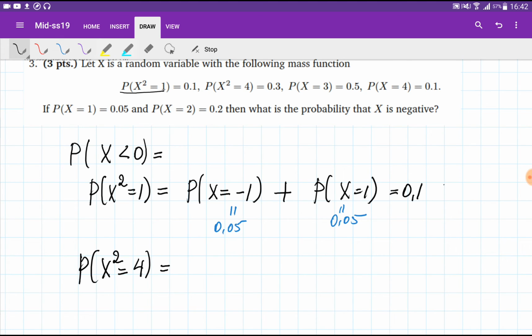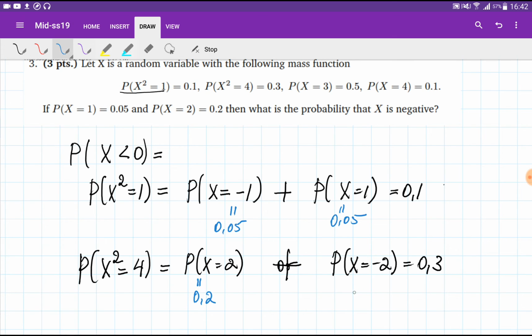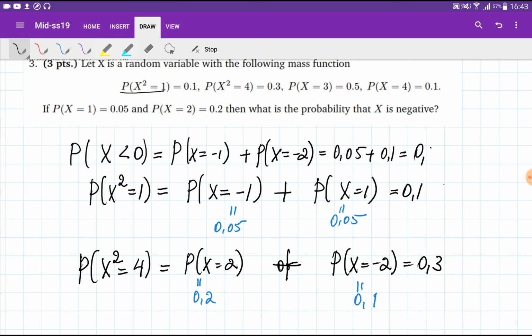So x squared can be 4 if x is equal to 2, or we can substitute this with x is equal to minus 2, and this should be equal to 0.3. So if this one is equal to 0.2, then this one is equal to 0.1, right? So the probability that x is negative is that x is either minus 1 or minus 2. The probability that x is minus 1 is equal to 0.05, and the probability that x is equal to minus 2 is equal to 0.1, so the answer is 0.15.